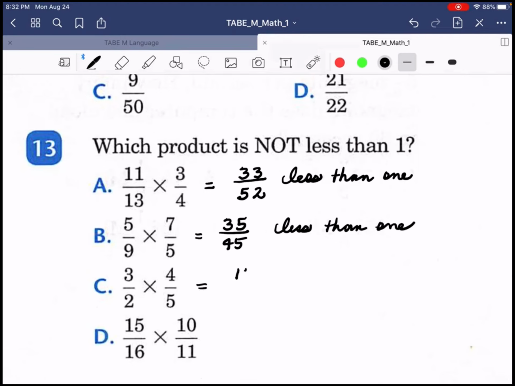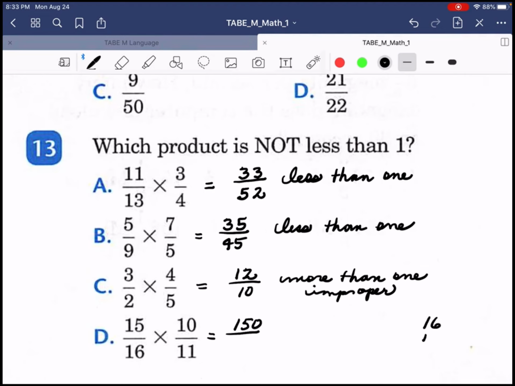3 halves times 4/5 would be 12 over 10. 10 over 10 is 1, so 12 over 10 is more than 1. It's improper. It's top heavy. And then finally, I hope I go ahead and do that bottom one. Yes. 150 over 16 times 11.